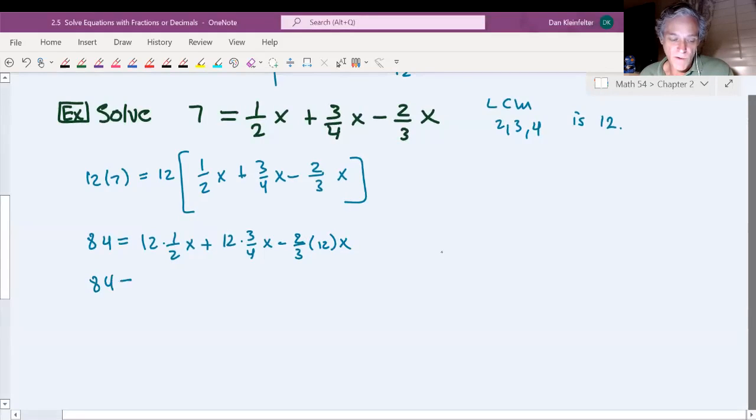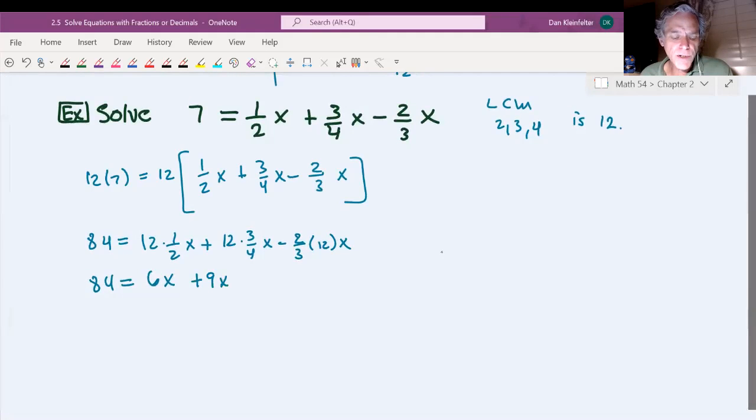So we have 84, and then 12 times 1/2 of an x is 6x. 12 times 3/4 of an x is 9x. And then minus 2/3 of 12 is going to be 8x. Now at this point, the fractions are all gone. We can just combine like terms. Here, 9 and 6 is 15. Minus 8 is 7. So we'll have 7x.